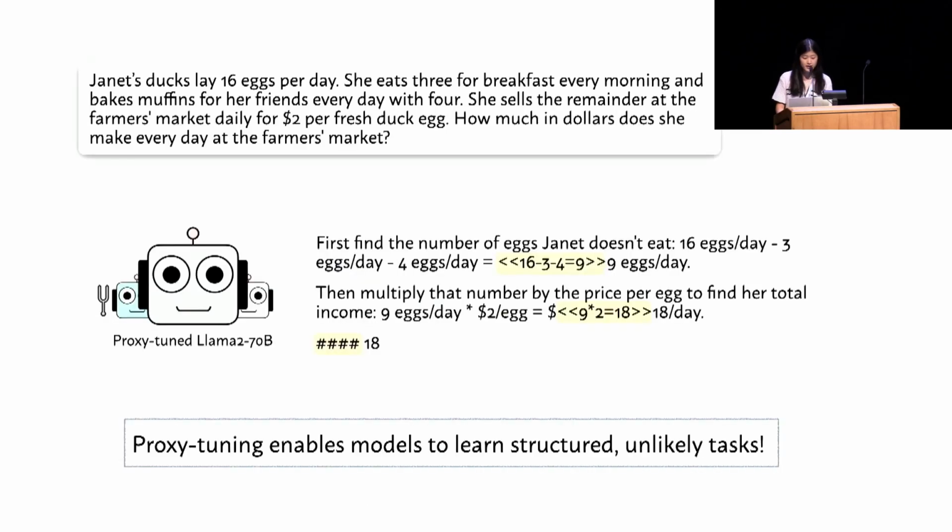It's also noteworthy that the solutions from the GSM dataset contain idiosyncratic formatting that's specific to the dataset. So this includes double angle brackets around the intermediate equations and hashtags that delimit the final answer. In essentially 100% of cases, output from the proxy-tuned model has the correct syntax. So this just means that proxy tuning also enables models to learn structured tasks that in some cases are originally highly unlikely under the base model.